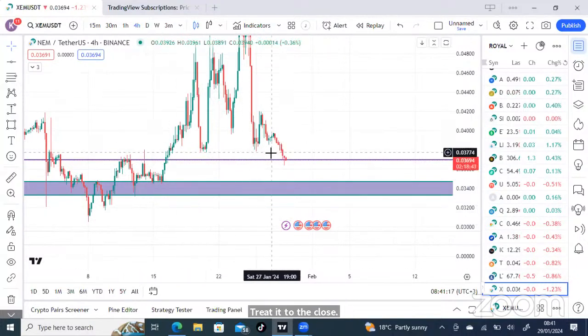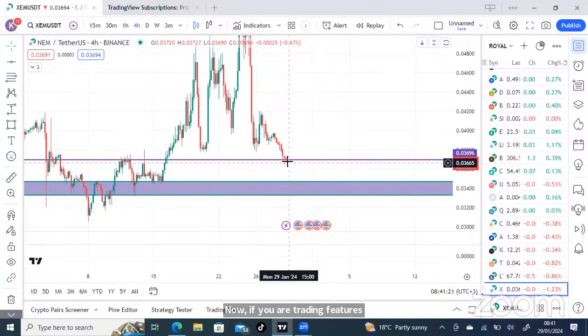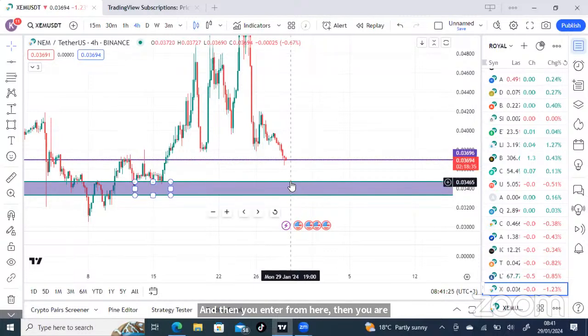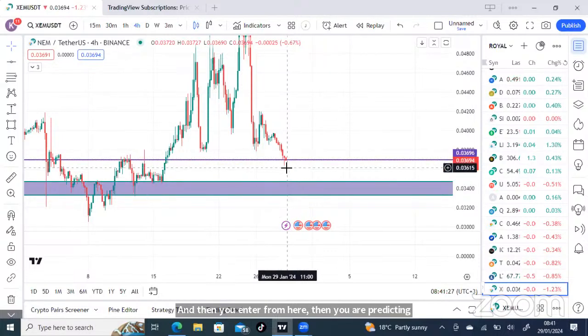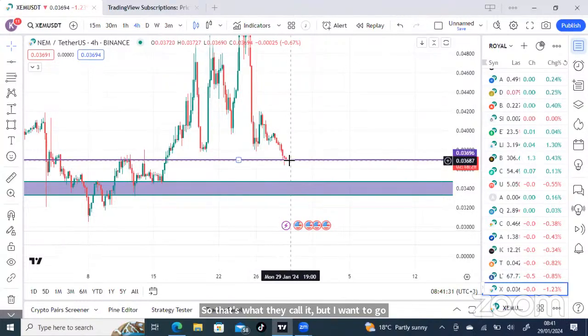Now, if you are trading futures and then you enter from here, then you are predicting the market to stop here. So that's what they call a sell, but I'm not going to that. Then from here, this was your what? Your support below.